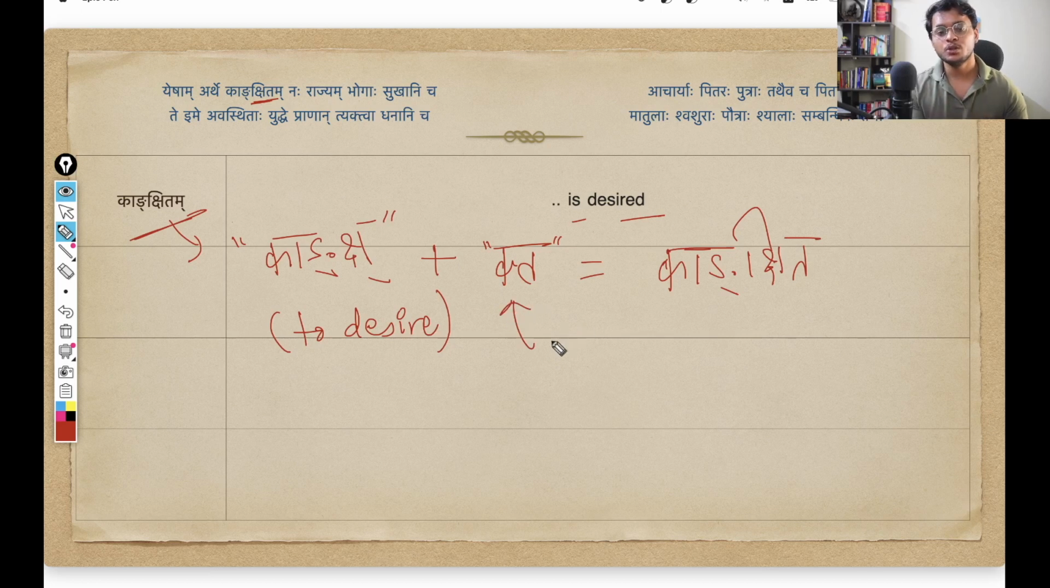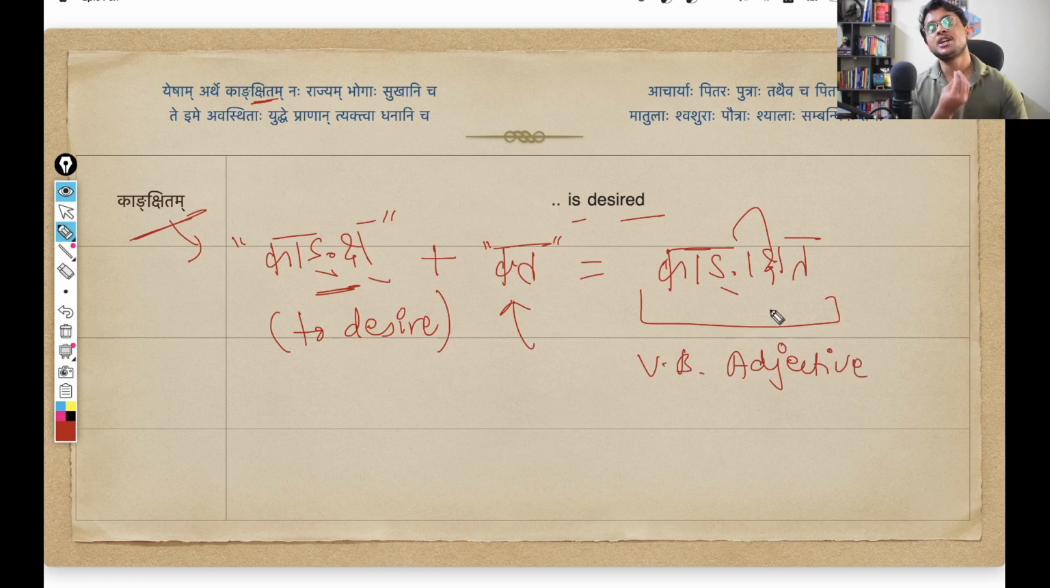What does this suffix do? This suffix changes the verb root, the dhatu, into a verb-based adjective. It changes the dhatu, the action, into an adjective. And what does the adjective tell? This tells something is desired in the past form. In the past form, something was desired. That is the main meaning of this verb-based adjective that is formed.